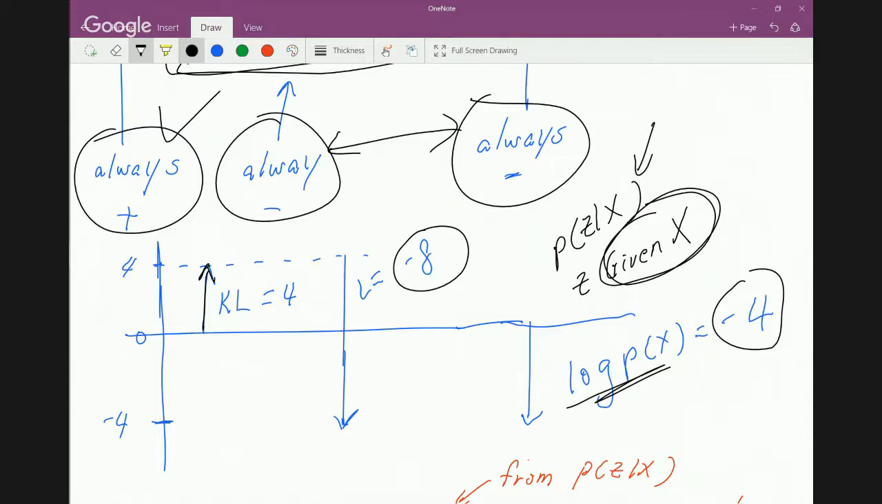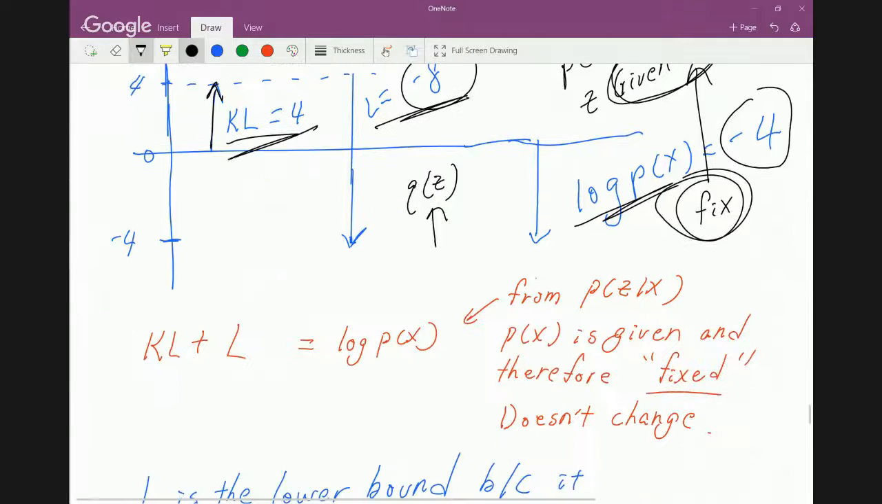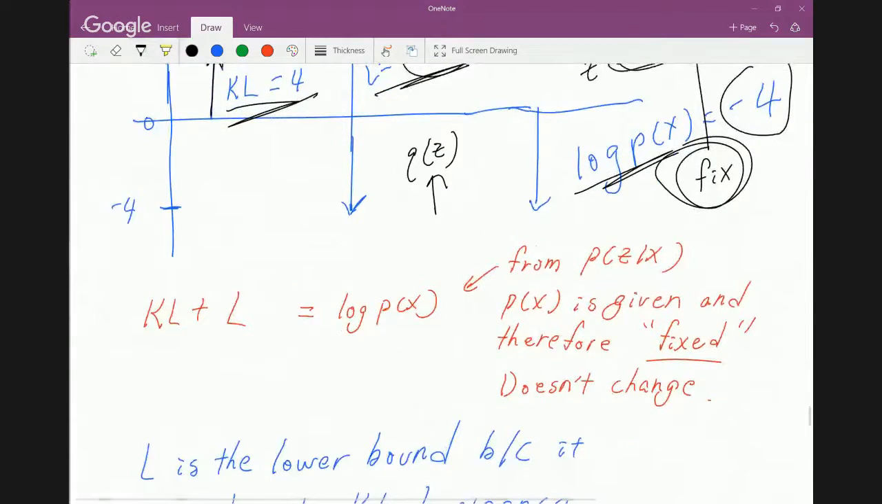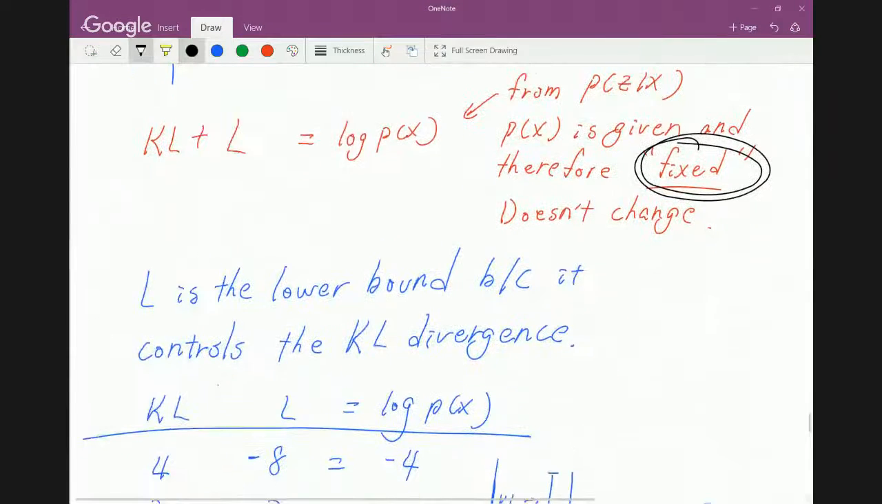Now, if x is given, it means that we know this already, so we can't change it. This is a fixed value, some fixed number. What can change is q of z. By playing around with q of z, we can manipulate these two values. Like I said, this is fixed and doesn't change. And L is the lower bound because it controls the KL divergence.